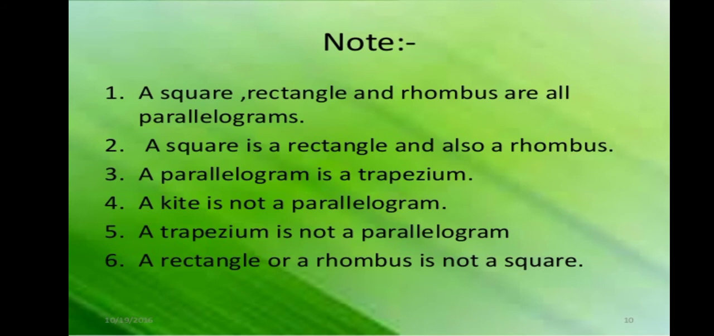A square, rectangle and rhombus are all parallelograms. A square is a rectangle and also a rhombus. A parallelogram is a trapezium. Kite is not a parallelogram. A trapezium is not a parallelogram. A rectangle or a rhombus is not a square.